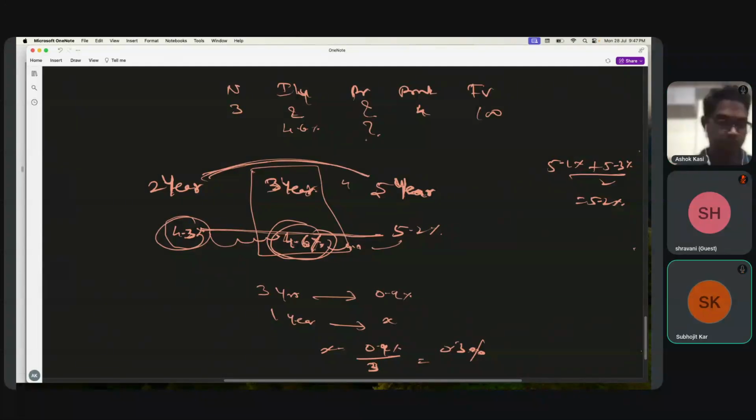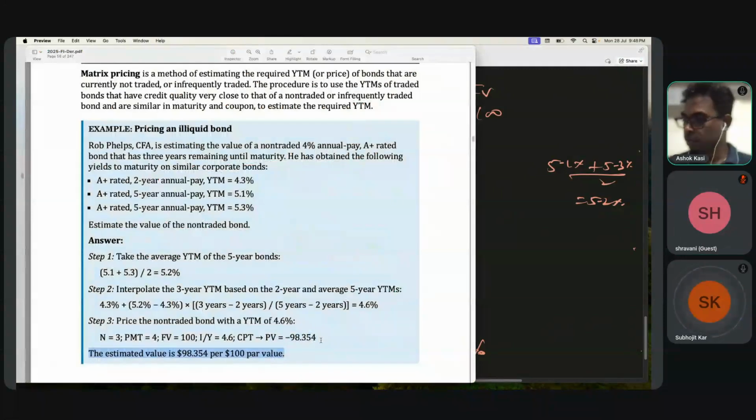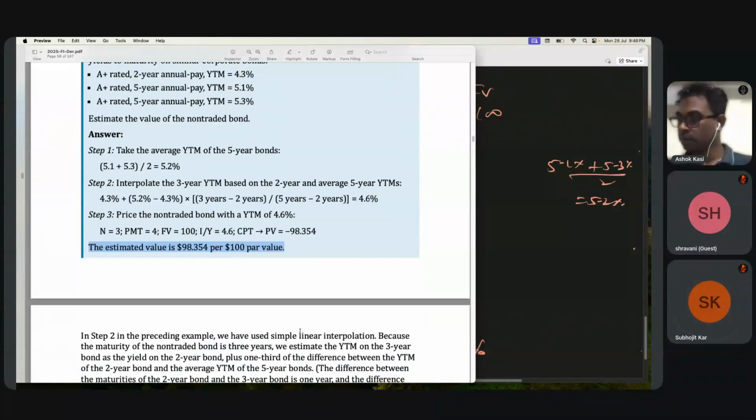PMT is 4, payment is 4. It's 98.35. Yes, 98.35. Right. 3 by 4. This is okay. The sum is fine.